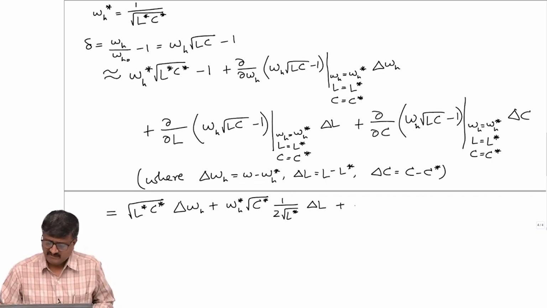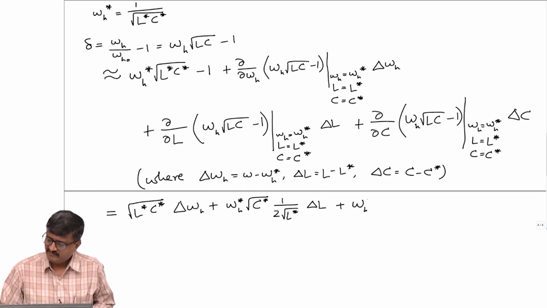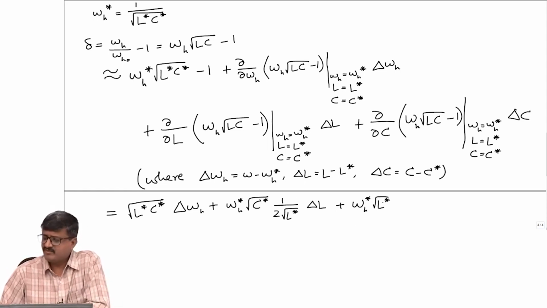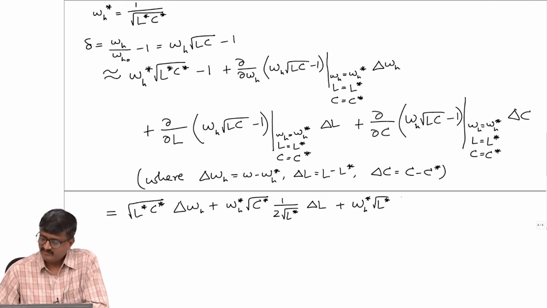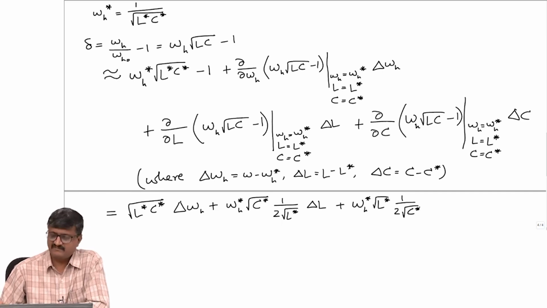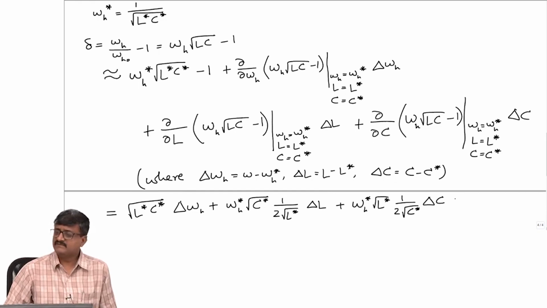Plus the partial derivative again with respect to C. So, omega h root L will take a constant value, that is omega h star L star. So, the partial derivative with respect to C has to be taken for root C. So, it is 1 by 2 root C and it is evaluated at C star into delta C. This is okay.